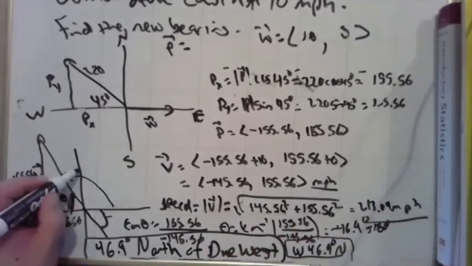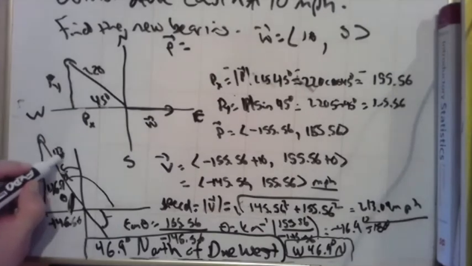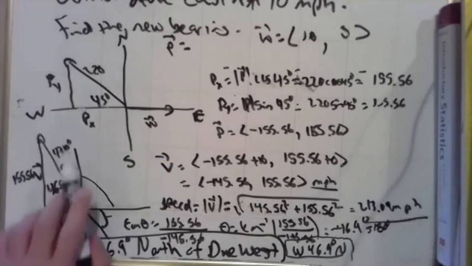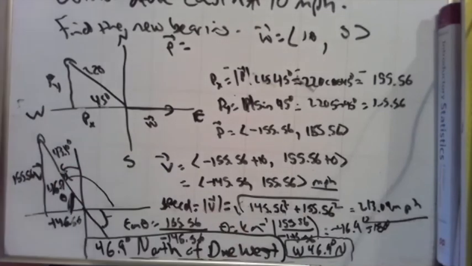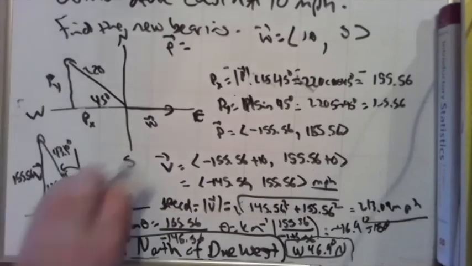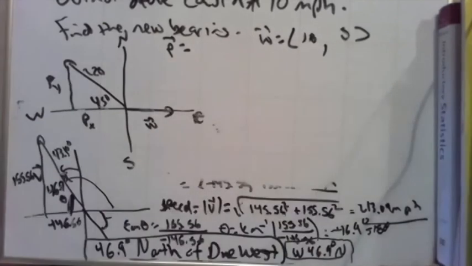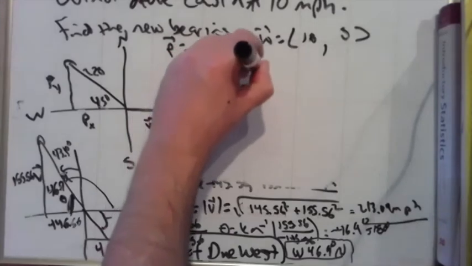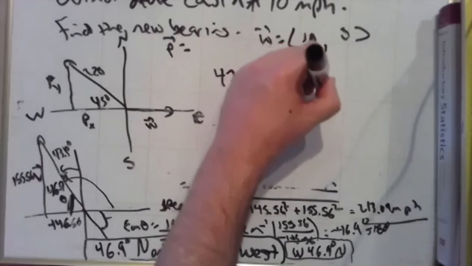Or we could give this angle here, right there, which would be, what is that, 43.1 degrees from north toward the west. It's another correct answer here. There are an infinite number of ways to give direction here. So I could say this is also direction, 43.1 degrees west of north.